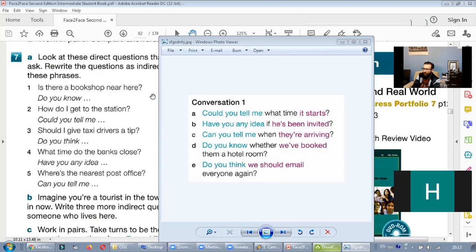Exactly, how I get. But in this option, even how to get works. Could you tell me how to get? It works, but it's correct. Could you tell me how I get to the station?